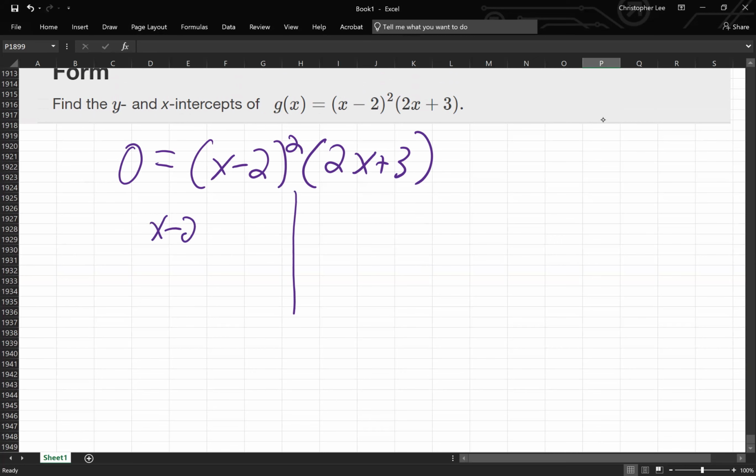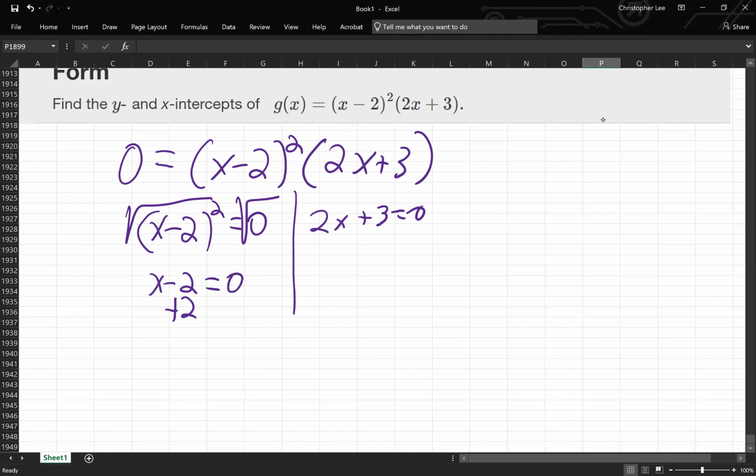So I have x minus 2 squared equals 0, and then I have my 2x. Hold on, I made a mistake. I have my 2x plus 3 equals 0. Let's just solve for them, right? I'm going to square root both sides, which you do to one side, you do to the other. So I have x minus 2 is equal to 0. Add 2, so I'm going to have what? x equals 2.